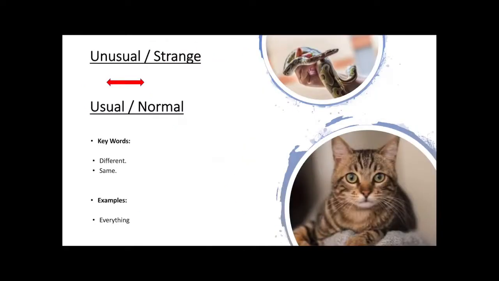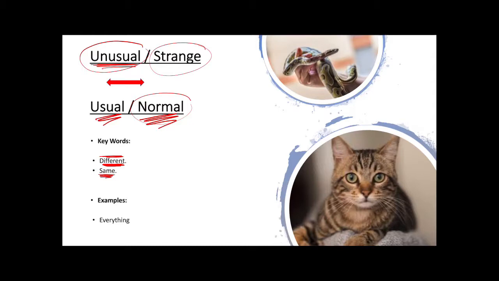Next we have 4 words. One of the words we need and we will start with is unusual. Unusual meaning strange. The opposite meaning is normal. So often if something is different, we say that it is strange or it is unusual. Whereas if something is the same as everyone, we say it is normal, it is usual.